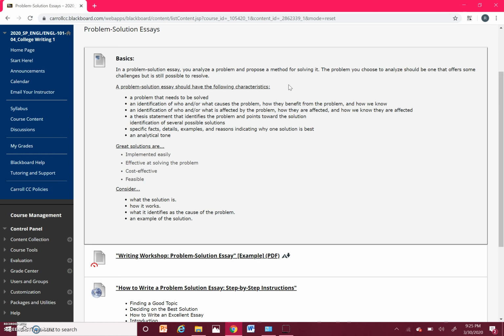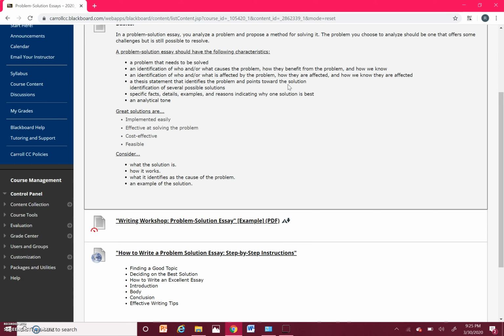A problem solution essay should have the following characteristics: a problem that needs to be solved, clearly identified; an identification of who and/or what causes the problem, how they benefit from the problem, and how we know; an identification of who and/or what is affected by the problem, how they are affected, and how we know they are affected; a thesis statement that identifies the problem and points toward the solution; identification of several possible solutions; specific facts, details, examples, and reasons indicating why one solution is best, if you do end up saying that one is better than the others. Though, note, it is possible to suggest a multi-part solution.